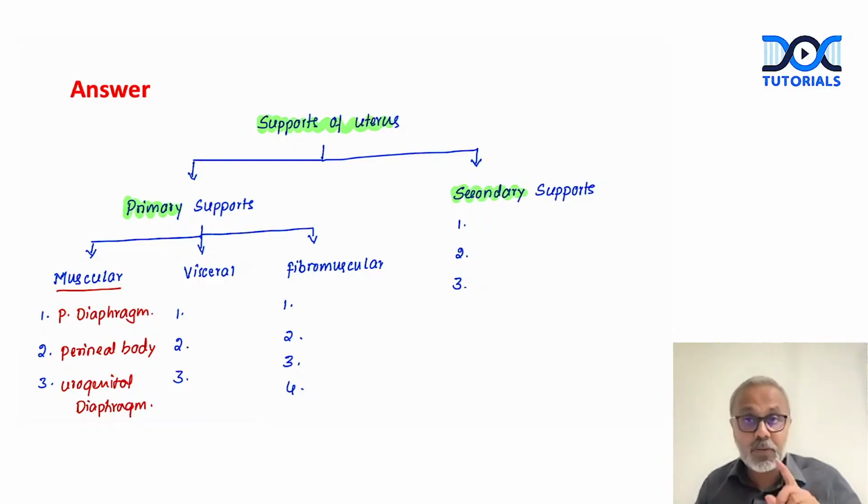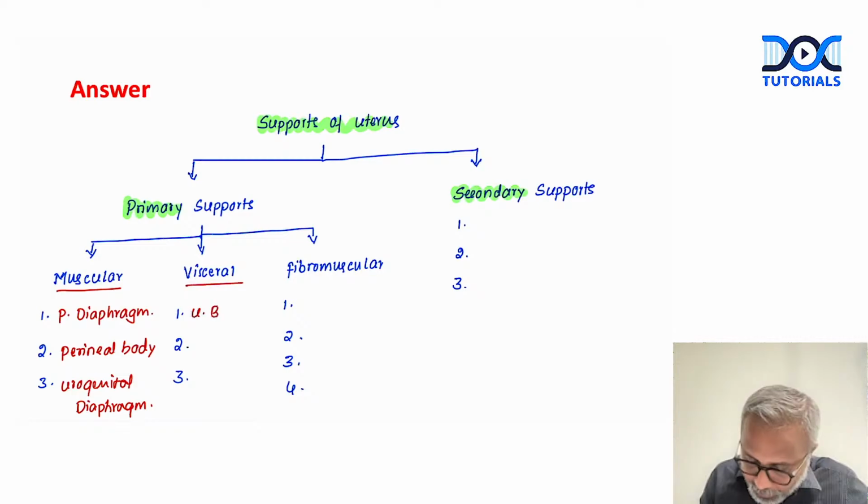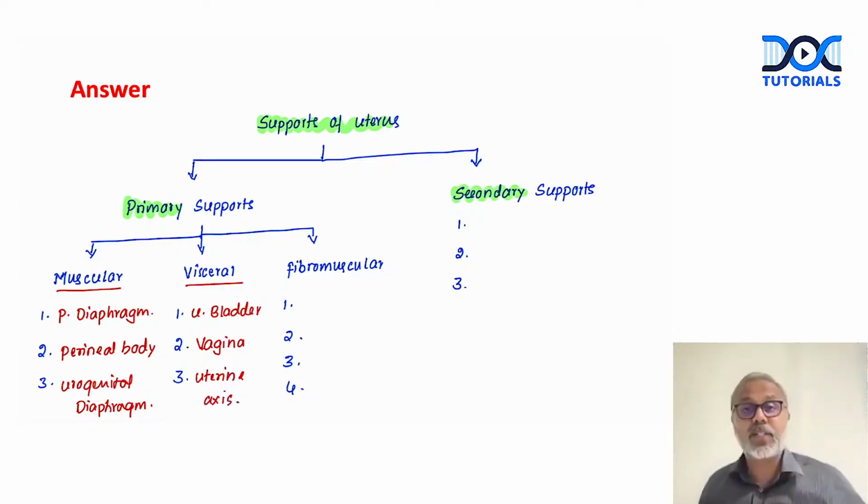Then what about visceral supports? Remember, in visceral supports, we need to mention the urinary bladder, one. Then we need to talk about the vagina, and then the uterine axis. We will see what exactly uterine axis means, what we mean by anteversion and anteflexion. Then, what are the fibromuscular supports we have?